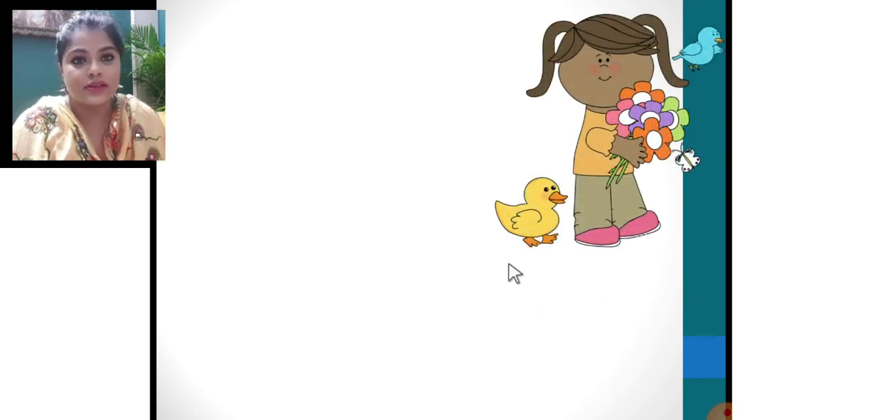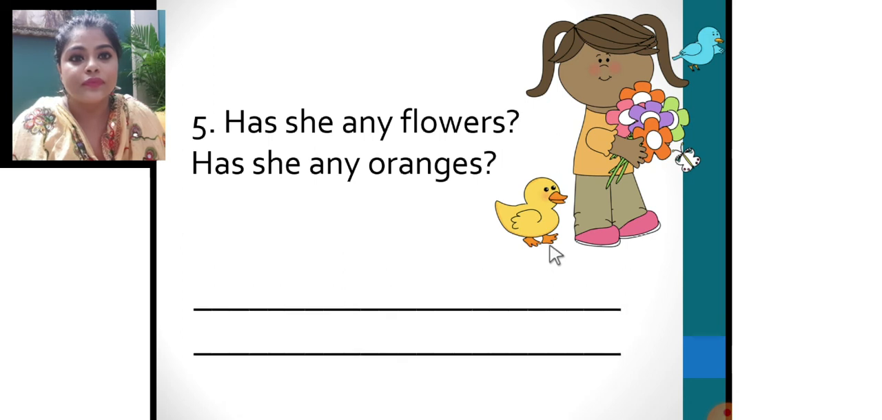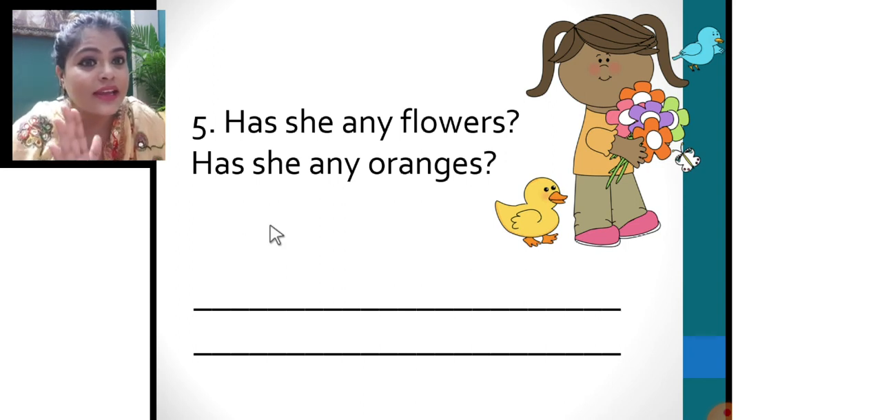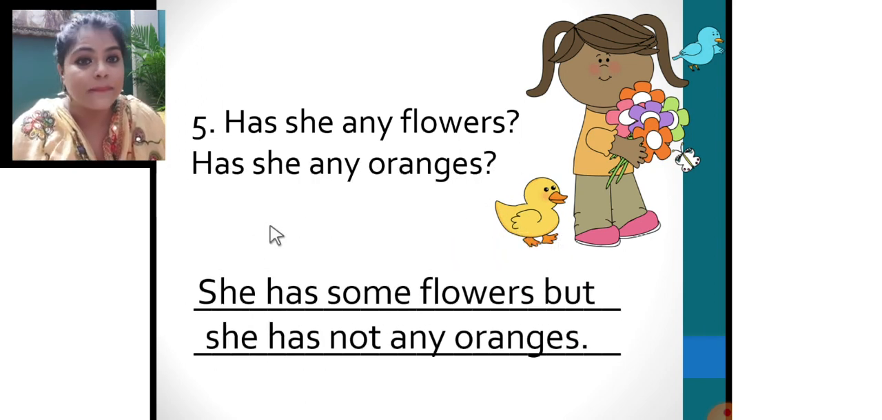Okay. You can see the picture here. Has she any flowers? Has she any oranges? You have to tell me the answer here. It's very, very easy. She has some flowers, but she has not any oranges. Very good. Now, next question.